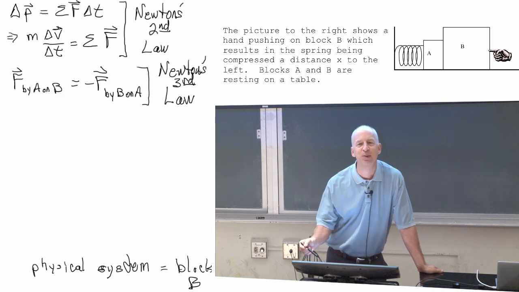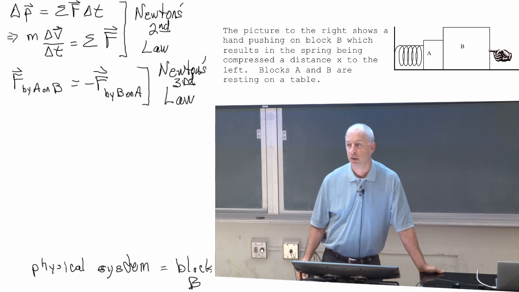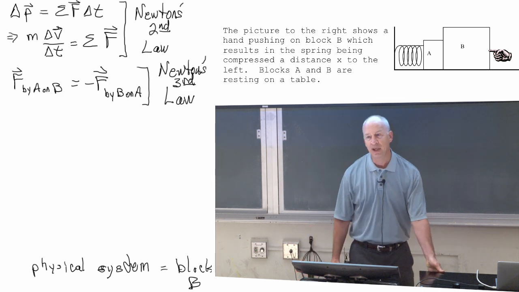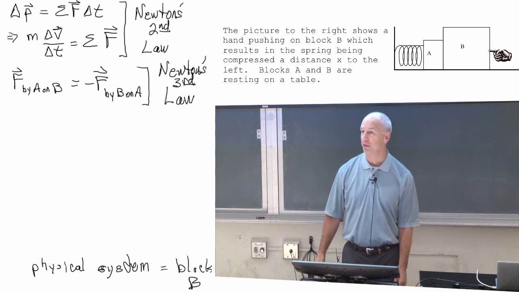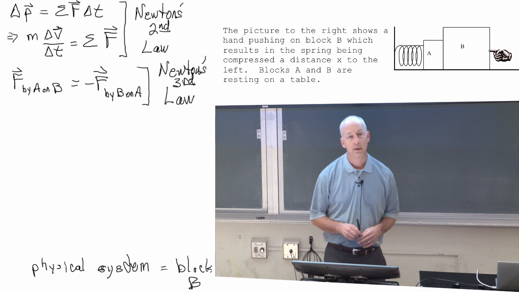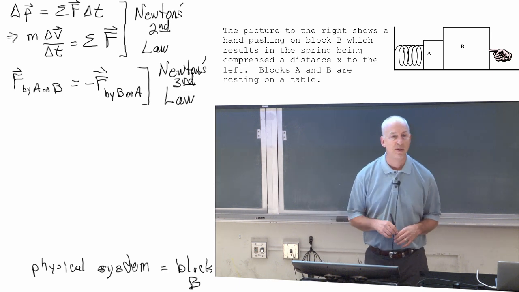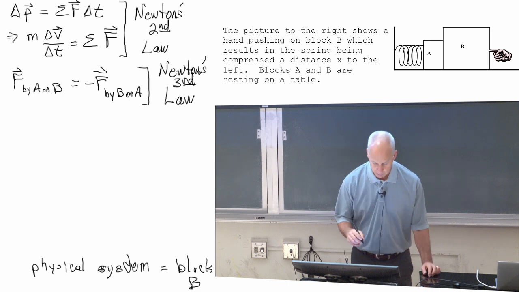I'll finish the description. Block B is not moving and is not changing its motion. So it's not moving now, and if I look at it later, it's still not moving. So no change in motion. So Newton's first law ought to hold, that the sum of the forces should be zero.